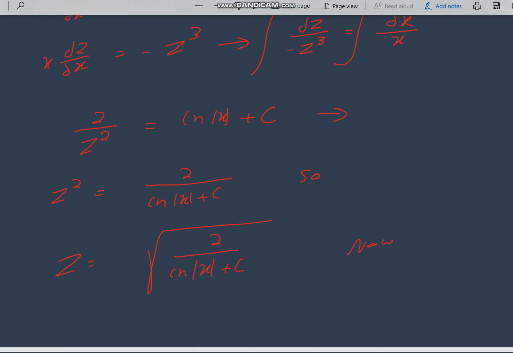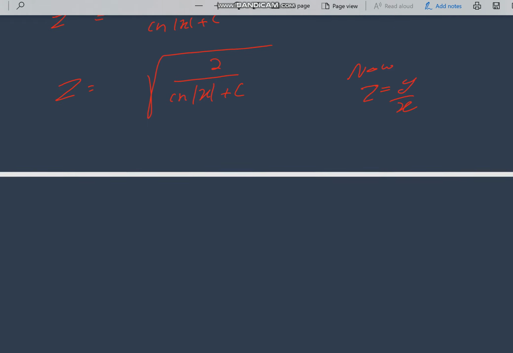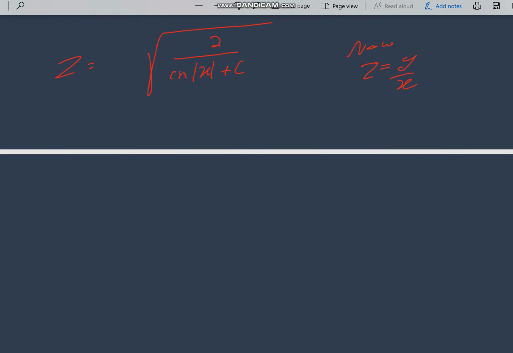Now we have to rewrite everything in terms of the original variables. So z is equal to y divided by x, as I said in the beginning, that's what we set z equal to. So we can write y is equal to x times the square root of 2 divided by ln of the absolute value of x plus c, and that's the end of this problem.